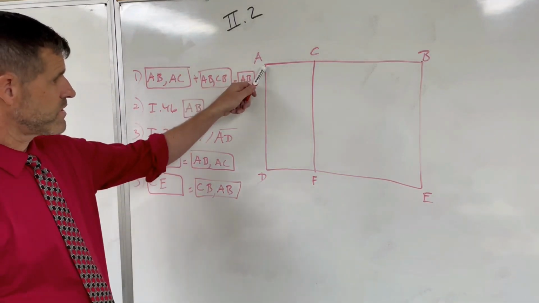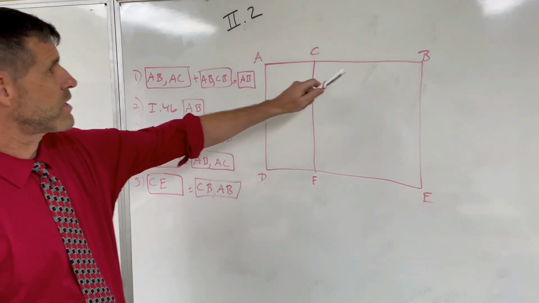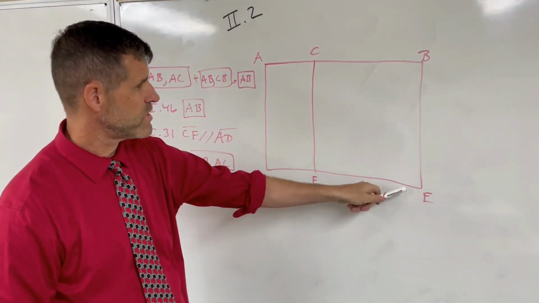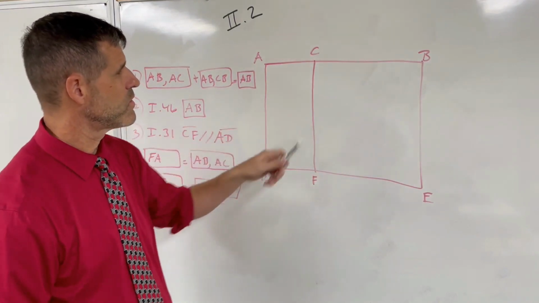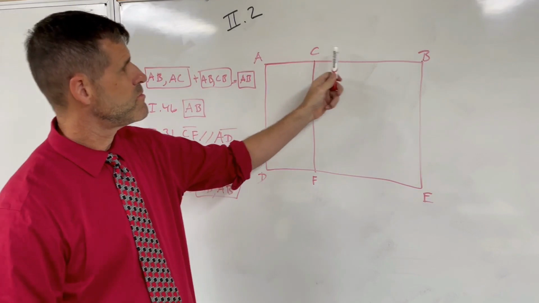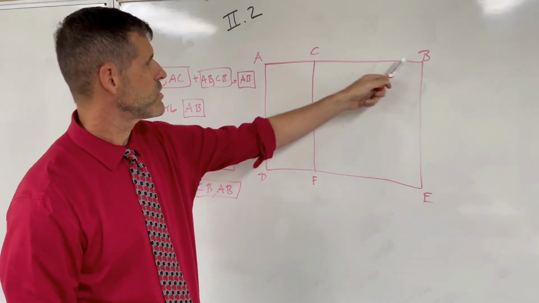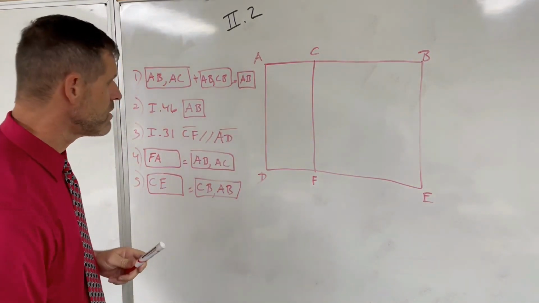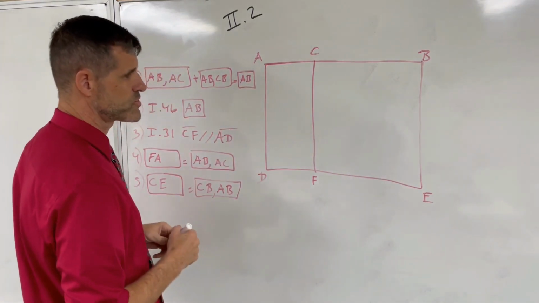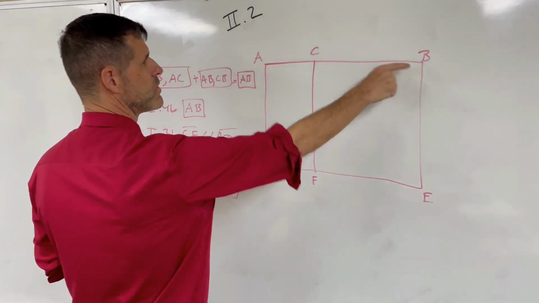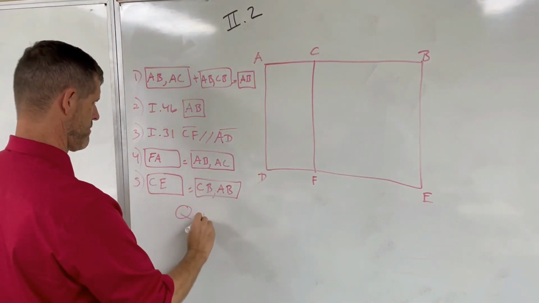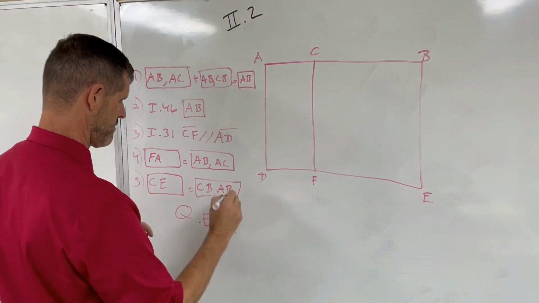This figure AF is equal to the rectangle AB, AC, and this figure CE, which comprises the rest of the whole square, is equal to the rectangle CB, the segment CB, with the whole side AB. And of course, the square AE is the square built upon our original whole straight line AB. QED.